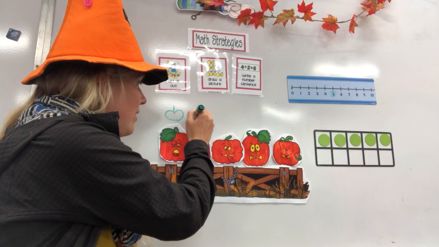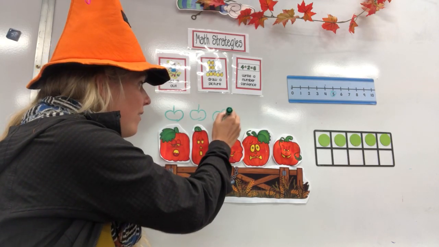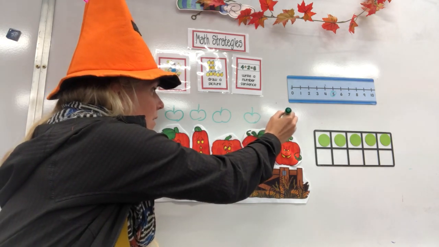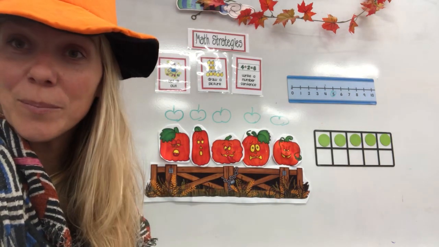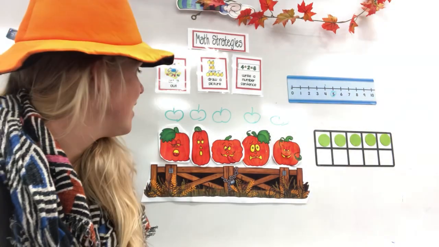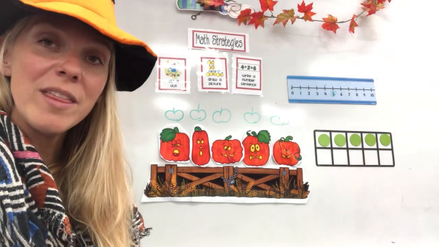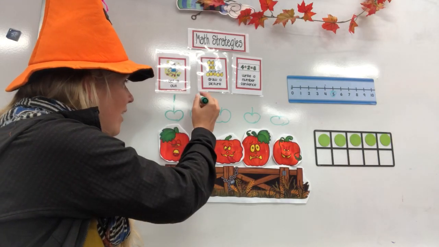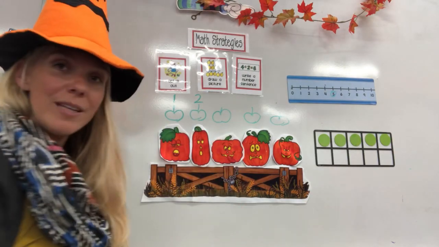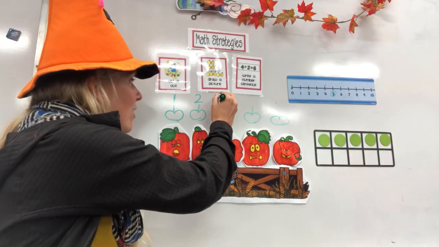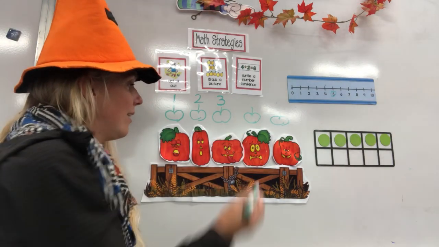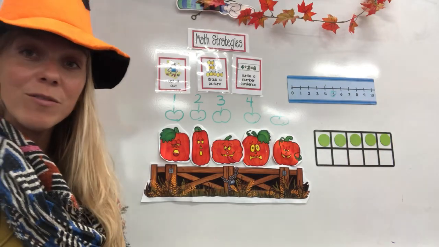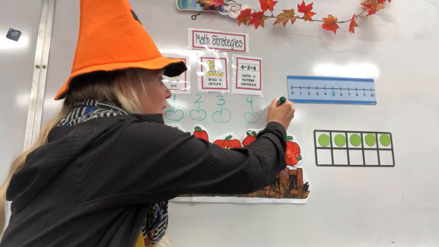If you want to stop the video and get out your whiteboard and draw the 5 little pumpkins. Remember, pumpkins can be green too. And then I'm going to label them with numbers. So I have my first pumpkin, which is number 1. I have my second pumpkin, number 2. I have my third pumpkin, number 3. I have my fourth pumpkin, number 4. And I have my 5th pumpkin, number 5.